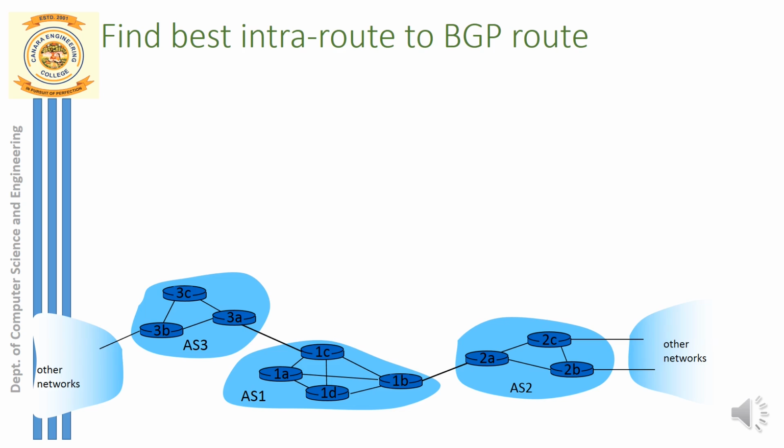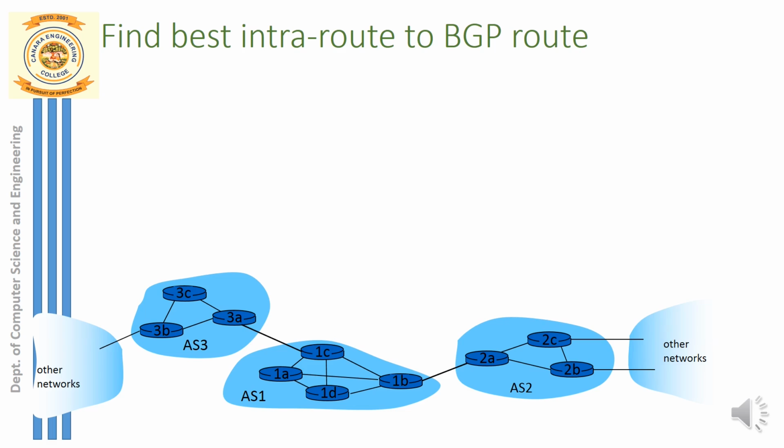We can see here the best intra route to BGP. What is this best intra route? First of all, a border router has to choose the best path. As I already said in my example, if the destination is connected to 1D, 1C can reach 1D along multiple paths. 1C can reach 1D directly, or 1C can reach 1D via 1A, or 1C can reach 1D via 1B. So there are multiple paths. Among these, 1C has to select one shortest path, or best route, and it can select that using OSPF, right?